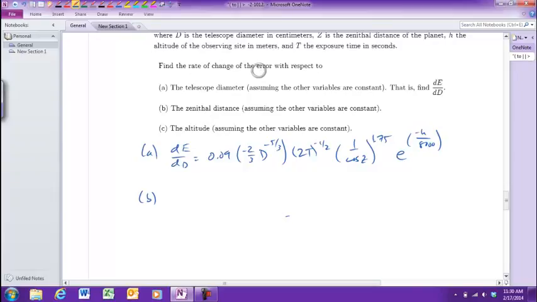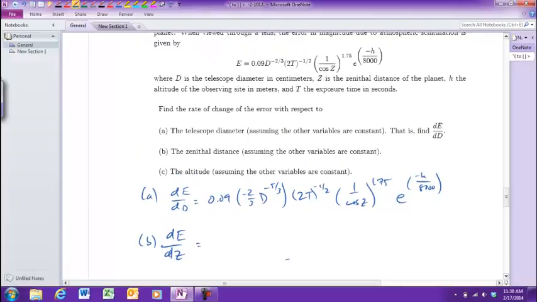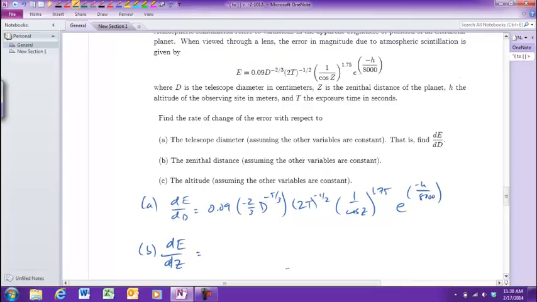B says find the rate of change of the error with respect to the zenithal distance. The zenithal distance is z, so what I want is the derivative of error with respect to z. Now I'm going to take this exact same derivative that I had before, but now I'm thinking of z as the variable and everything else as a constant. So this becomes 0.09 D to the negative 2/3, 2t to the negative 1/2. Now here I put the 1.75 down, and I get 1 over cosine z to the 0.75.